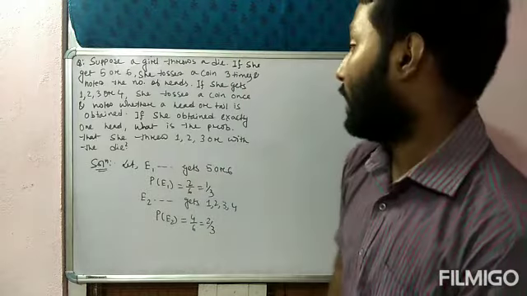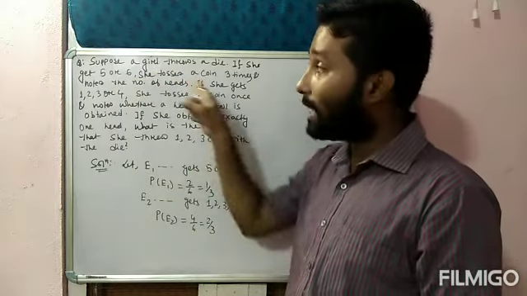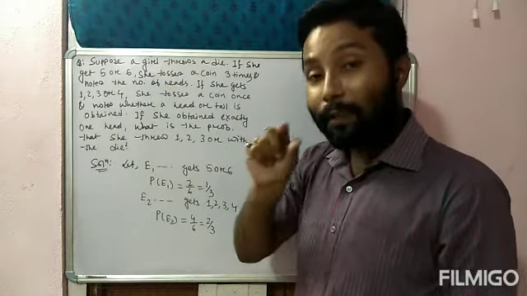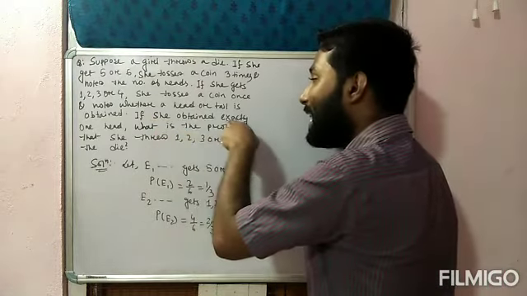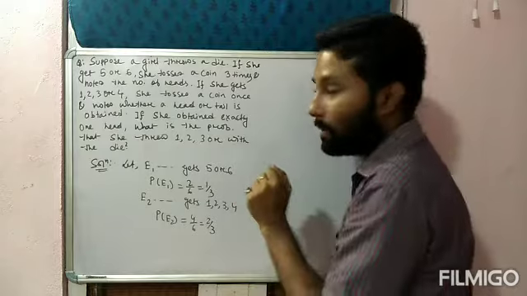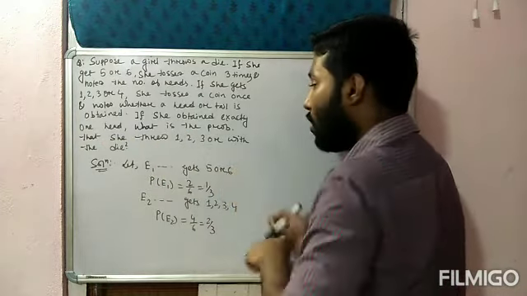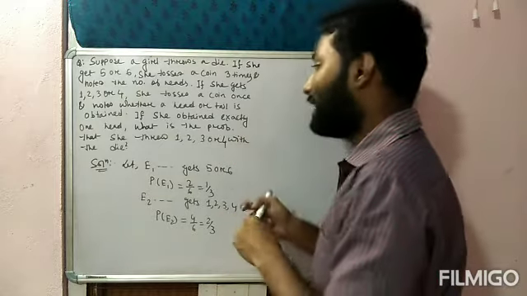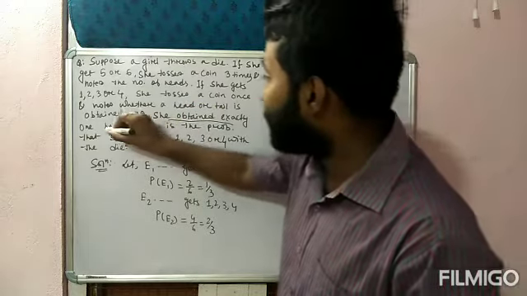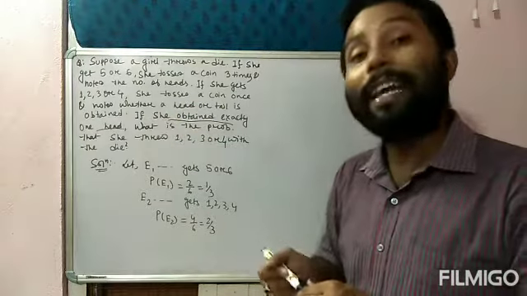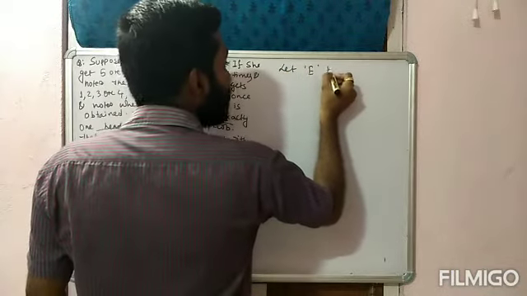Okay, but when she gets 5 or 6, she tosses a coin 3 times and notes the number of heads. Now we have to consider what the special event will be. For this, read the last part. If she obtained exactly 1 head, then what is the probability that she threw 1, 2, 3 or 4 with the die? So that means here the special event will be if she obtains exactly one head. So let E be the event.